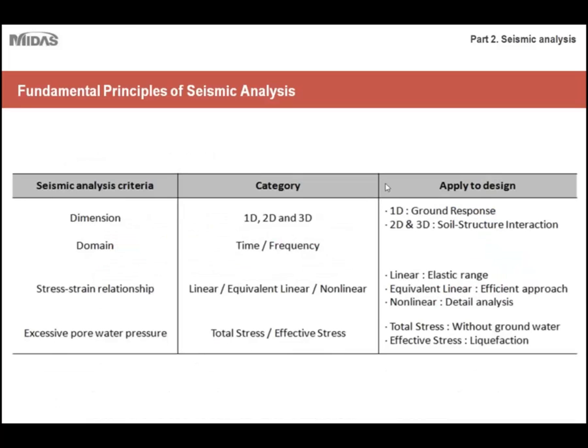Okay, so for those of you who attended session 1, this table should be fairly familiar. This is just a chart that denotes the various criteria that we have to take into account for seismic analysis. So things such as dimension and domain. You have various categories for them, and as far as the application to design, dimension is a function of 1D ground response analysis, which we'll discuss shortly, as well as the stress-strain relationships. So this is also very important.